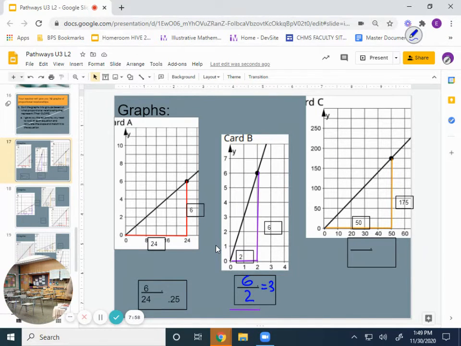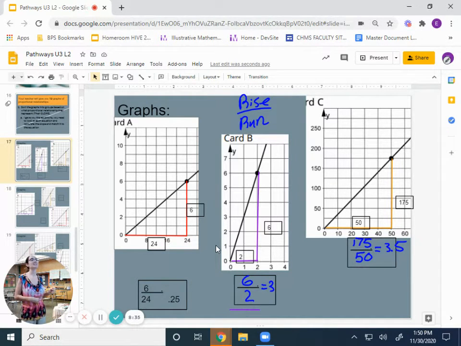So then if I'm looking at card C here, if I write it as rise over run, this is going to have a rise of 175 and a run of 50. When I take that and I type that in my calculator, 175 divided by 50, that gets me a slope of 3.5. It equals 3.5. Okay? So I have this slope of 3.5.